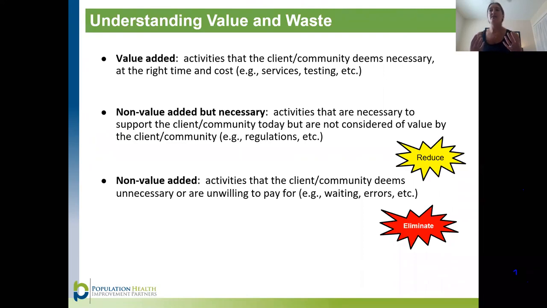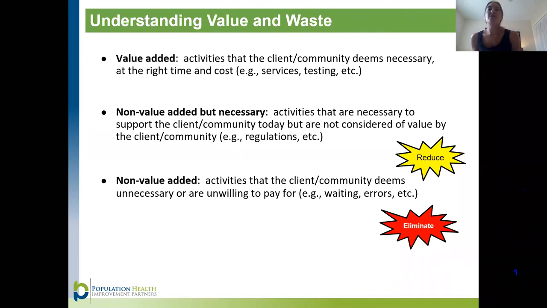So value added process steps are those parts of the process that our families and our patients really care about, right? It's what the patient is quote unquote willing to pay for. The non-value added but necessary process steps are parts of the process that the patient may not necessarily care about, right? The families may not necessarily care about, but from a business perspective, we have to do them. So typically these things are sort of centered around regulations and laws and all of that great stuff.